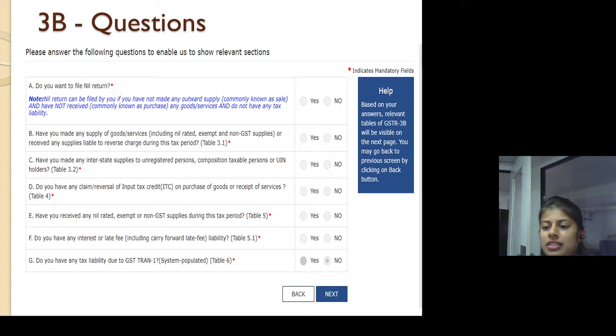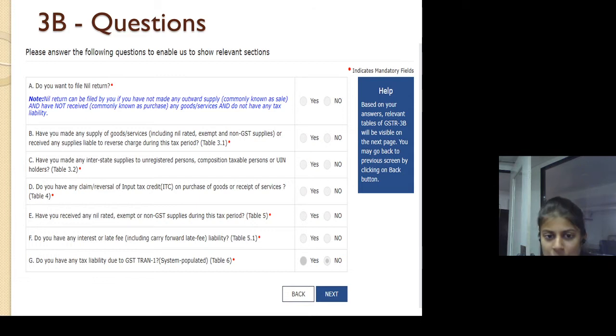This is done to give ease to the filers of nil returns. Now, why are nil returns required? What is a nil return? A nil return is where you do not have a single taxable supply and you do not have a single ITC also. That is called a nil return. Nil return does not mean nil tax. It means no transactions at all. So if you have such a return, then you are just required to comply with the law for filing of returns. In that case, you can immediately do this in one click.